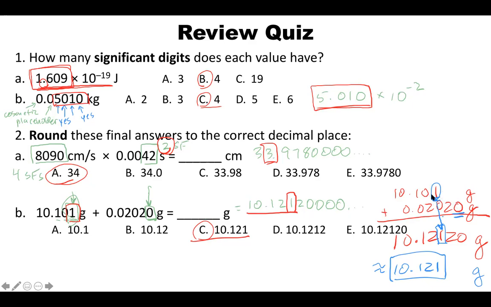So I'm adding a value that's known to the nearest milligram, and I'm adding to it a value that's known to the nearest hundredth of a milligram. How well should I know the sum of those two masses, right?